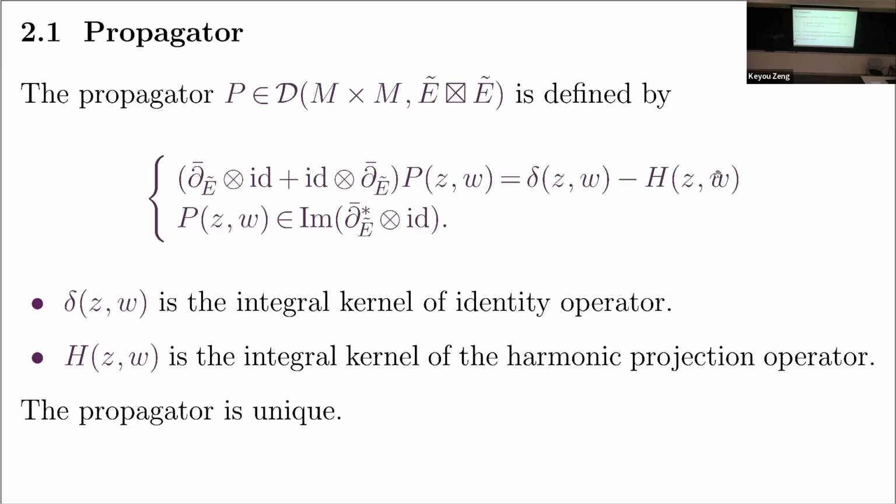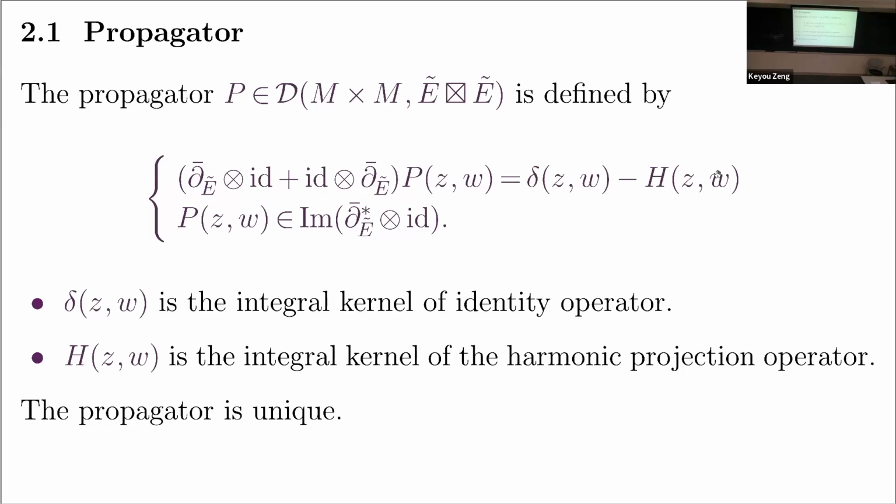The propagator is some differential form on M cross M, whose form factor just contains the anti-holomorphic part. And the propagator can have some singularity along the diagonal. The propagator satisfies these two equations.